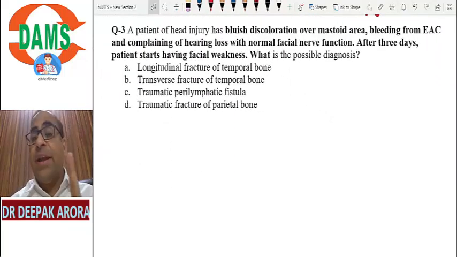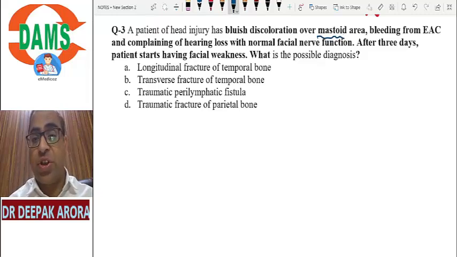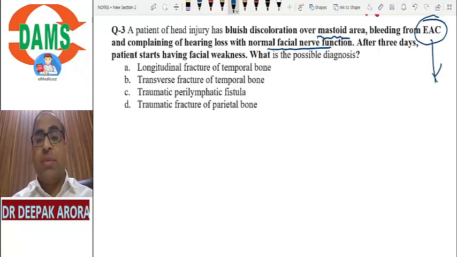A patient with head injury. Again, listen to me. Focus on the keywords. What are the keywords? Bluish discoloration over the mastoid. What is this? Battle sign. Bleeding from the external auditory canal. Complaining of hearing loss, with normal facial nerve. Battle sign means the examiner is giving you a clinical scenario of skull fracture.